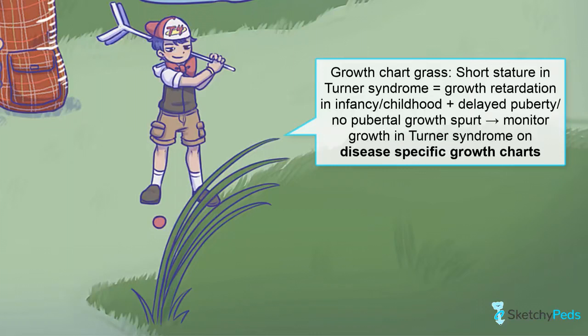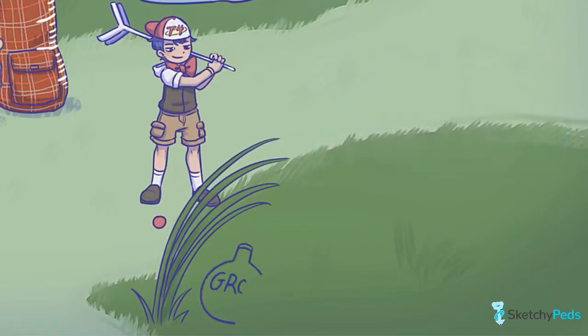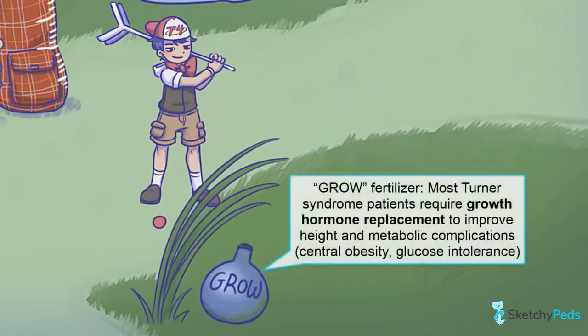Patients with Turner syndrome should be tracked on syndrome-specific growth curves, hence the curved reads that kind of look like a growth chart. Treatment with growth hormone is indicated in most patients to help them achieve maximum height potential. Growth hormone supplementation can also help reduce metabolic complications of Turner syndrome. More on that in just a bit.